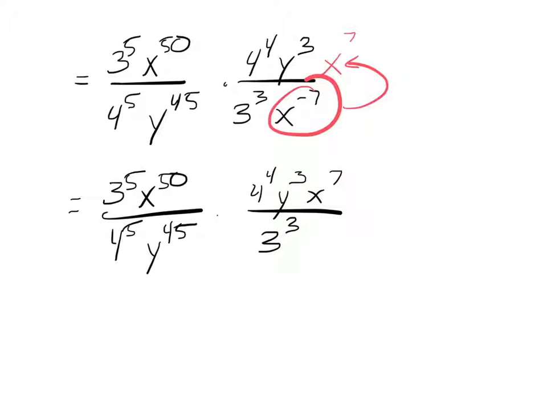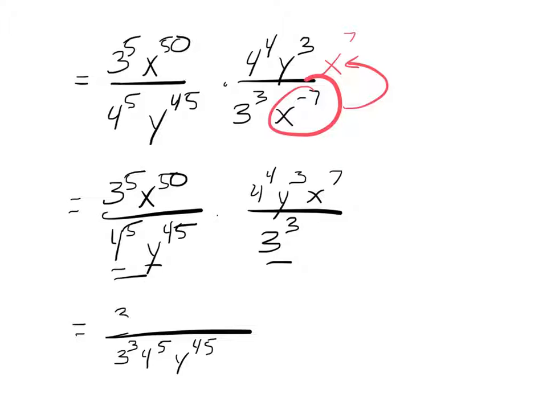Alright, next thing I'm going to do is just multiply stuff straight across the numerator and denominator. I'll show the denominator first. So multiplying these two denominators together, what I'll just get is a 3 to the 3rd, a 4 to the 5th, and a y to the 45th. Basically just taking each of those unique factors and lining them up from smallest number to biggest number, and then in alphabetical order.